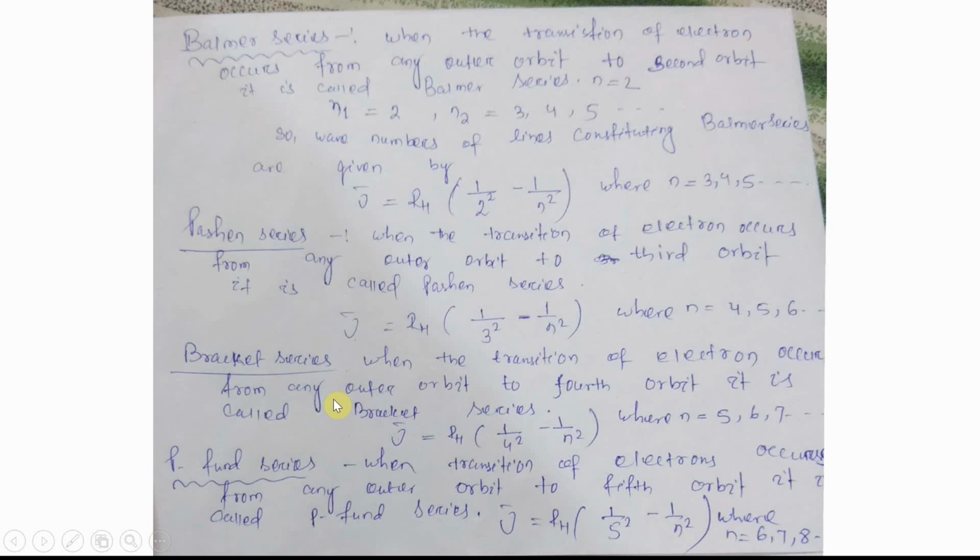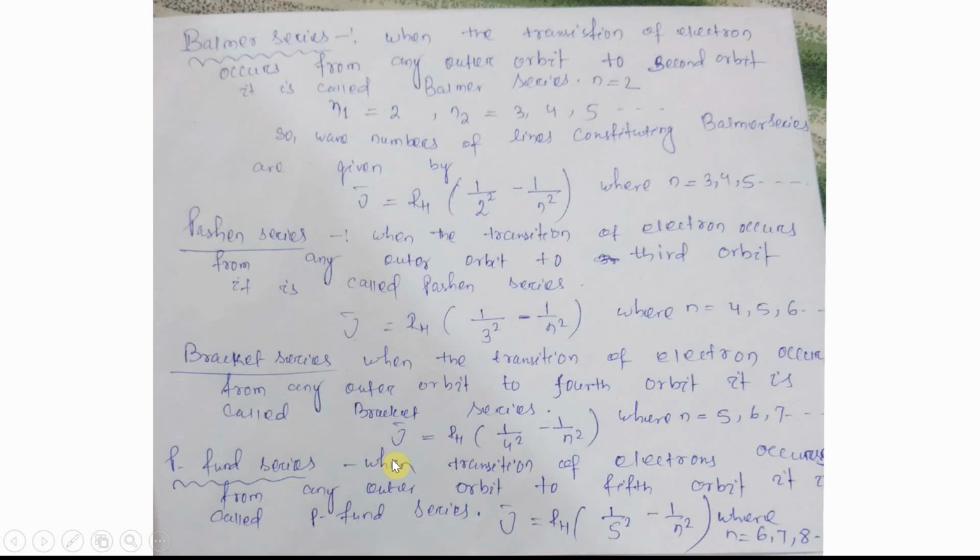Next come to the Brackett series. When the transition of electron occurs from any outer orbit to the fourth orbit, it is called the Brackett series. And for the expression of the wave number we write nu bar equal to RH whole into 1 by 4 square minus 1 by n square, and here n equal to 5, 6, 7. That means the electrons can jump from 5th to 4th, 6th to 4th, 7th to 4th and onwards. From infinity to 4 also the electrons can come. Then we can say the series is known as the Brackett series.